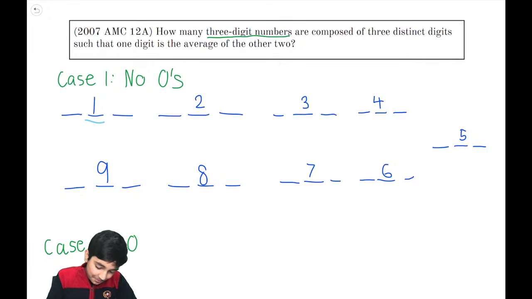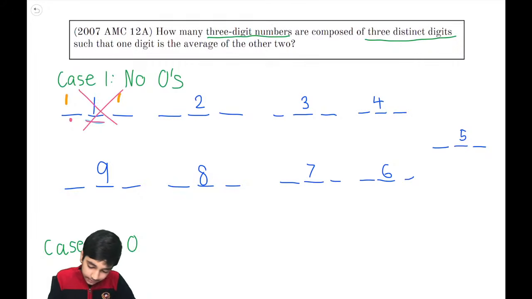Let's see here. So in this case, the middle digit is 1, so the sum of the first and last digit has to be 1 times 2, or 2, since we're assuming the middle digit is the average of the first and the third digit. This means it's going to be 2, 0 or 1, 1. But again, we're doing the no zero case, so 2, 0 won't work. And 1, 1, well, that won't work since we need 3 distinct digits. So this, we can just cross out right off the bat.